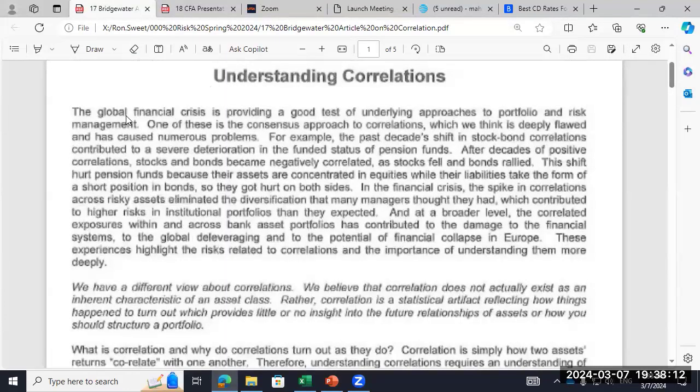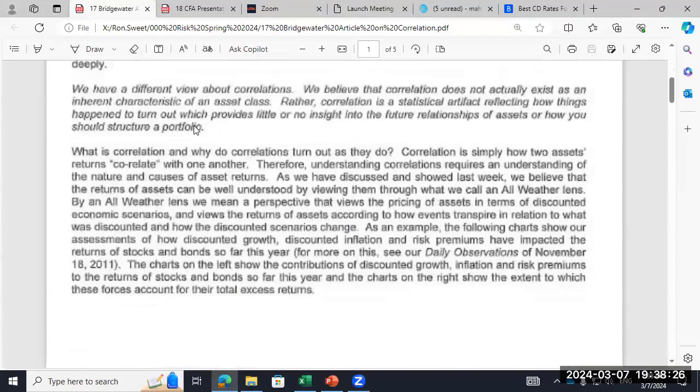So they're talking about correlations. Underlying approaches to portfolio and risk management. One of these is the consensus approach to correlation, which we think is deeply flawed and has caused numerous problems. So here's what they believe, and what they're saying here is going against academia pretty strongly. Listen to what they say here. This is pretty crazy. We have a different view. We believe that correlation does not actually exist as a characteristic of an asset class. Asset classes don't have correlations according to them.